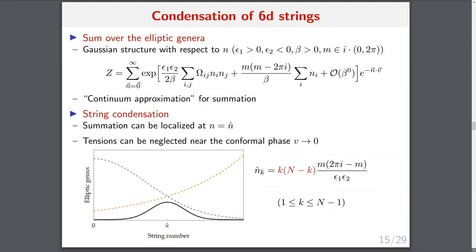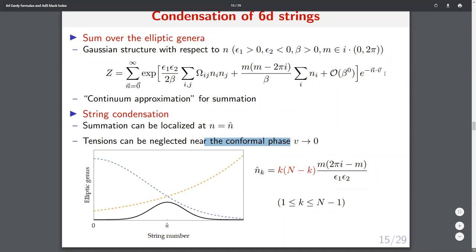With this Gaussian structure, this discrete summation can be evaluated with the continuum approximation for the string number. After the continuum approximation, we can see that this summation is localized at a non-zero value of n, which I denote as n hat, at the peak of this Gaussian summand. Also, we shall focus on the conformal phase, where we turn off the tensor effect, the string fugacity effect, so it can be neglected. After the computation, we can find the peak of the Gaussian, n hat, which becomes the saddle point of this continuum approximation. This n hat is given by the following formula.